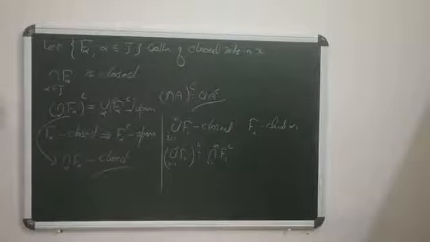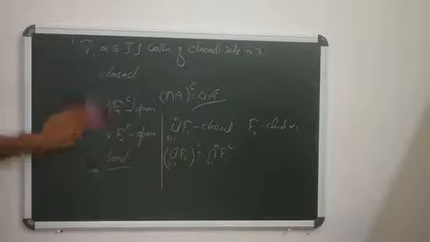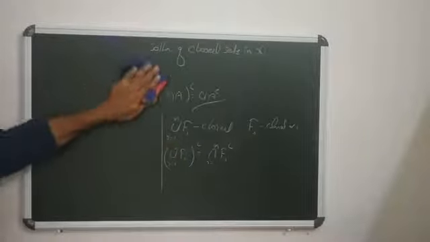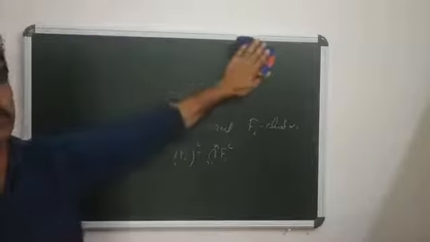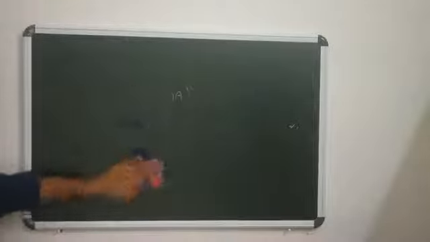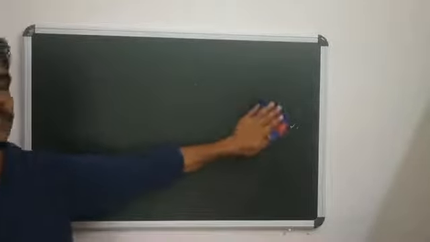Okay. So these are the four interesting results. That is, any union of open sets is open, the finite intersection of open sets is open, any intersection of closed sets is closed, and the finite union of closed sets is closed. So these are the four interesting results.